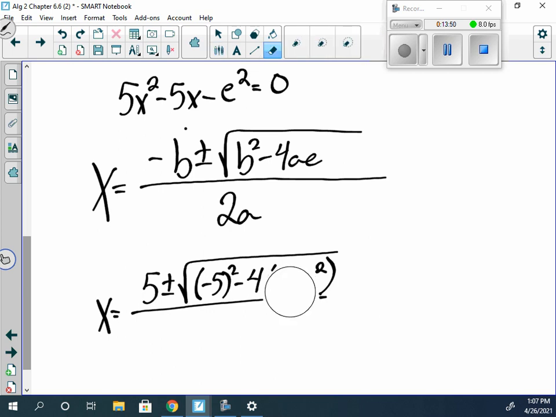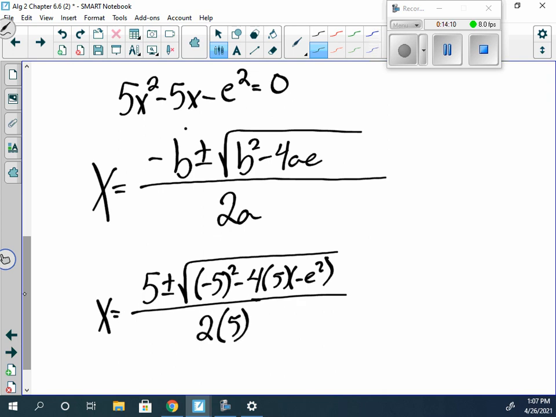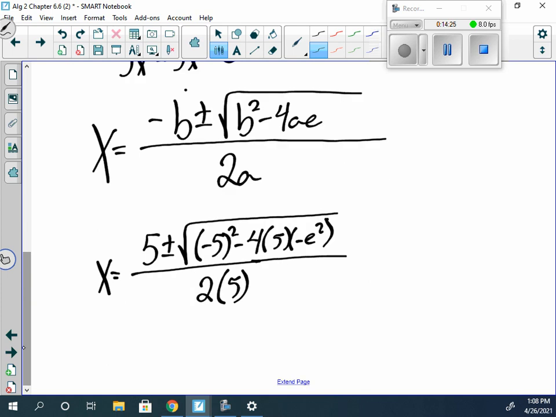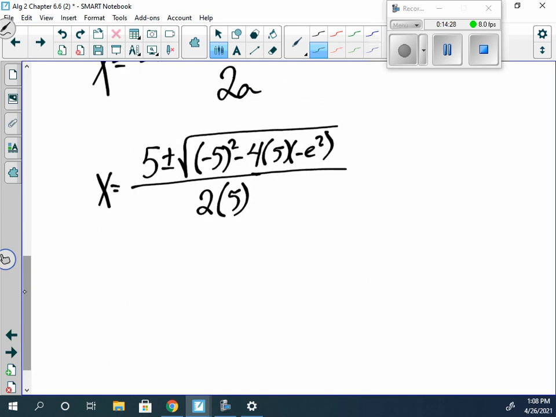Not 1. I'm so used to the value of a being 1, but it's actually 5. I can write 5 times negative e squared, all over 2 times 5. So we should have 5, because negative negative 5 would just give us 5, plus or minus the square root of negative 5 squared minus 4 times 5 times negative e squared, all over 2 times 5. Any questions on any of this here? Okay.